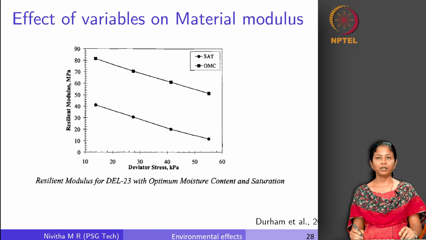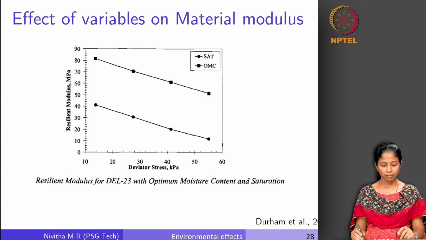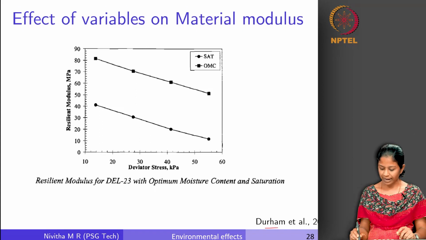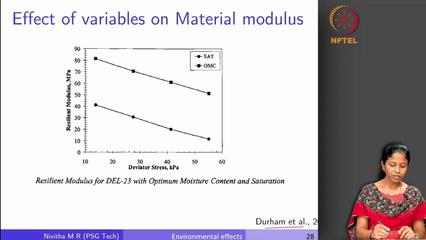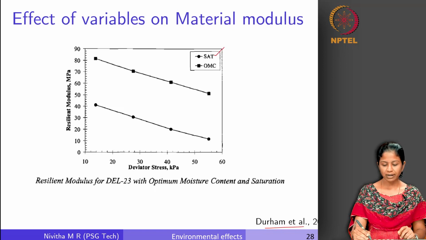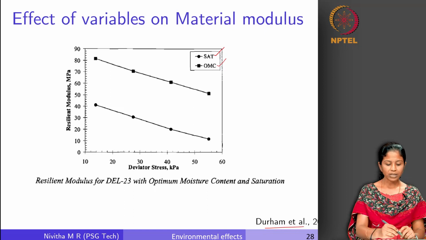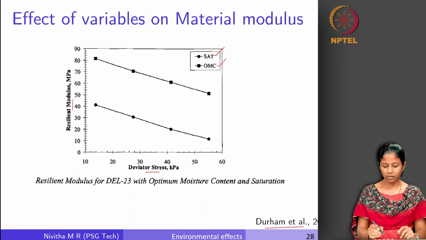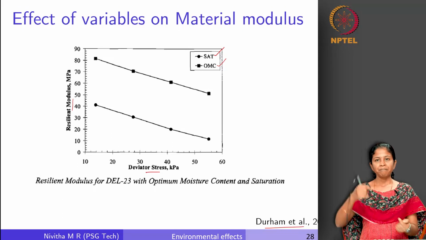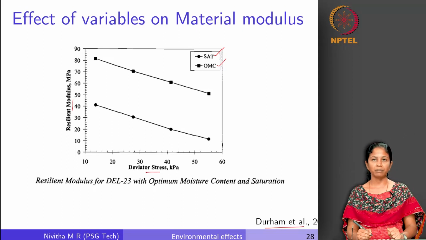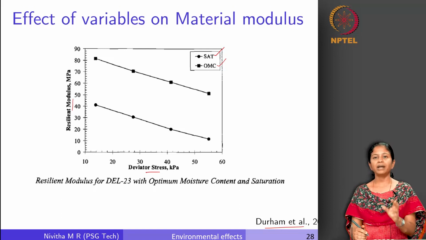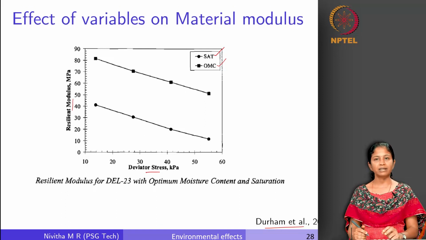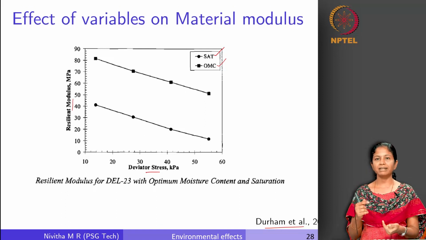Now, we will see what are the effects of some other variables on the modulus measurement. We can see this plot, these are all taken from Durham et al. in their study. You can see here what is the effect of variables on material modulus. So, the first one is at a saturated moisture content and at optimum moisture content, what is the effect of resilient modulus on deviator stress. We have seen what deviator stress is. It is the axial stress that we apply during the measurement of resilient modulus, and it is a stress which is over and above the confining pressure in case of a confined test, or if it is an unconfined test, it is simply the axial stress.